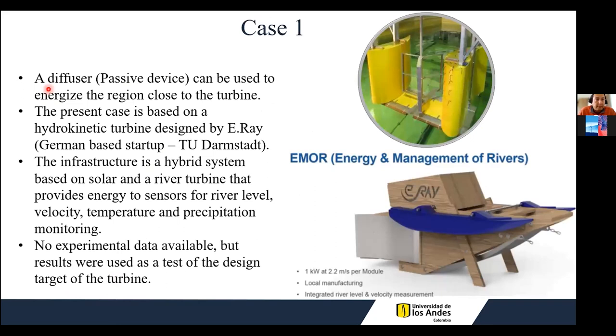Okay, so the first case, the idea, as we can see in this picture on the right, is to insert the turbine. As we can see here, these are the three blades. So we need to insert this turbine into these two diffusers. Of course, the design of this diffuser should be with a hydro profile in order to avoid separation on these regions, as we can see in this picture. So this diffuser is used in order to energize the region of the fluid that is entering the turbine in order to increase this efficiency.